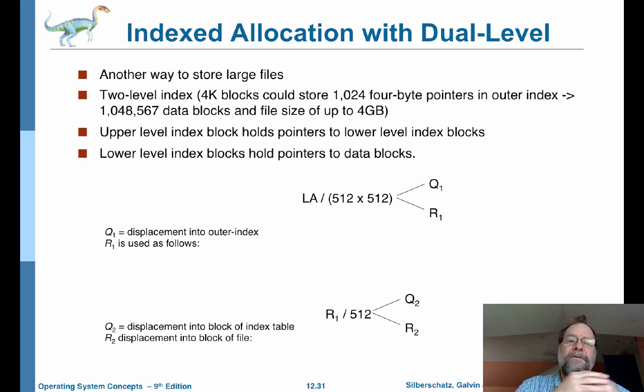You work out the math. If you have 4 kilobyte blocks that can store 1024 4-byte pointers in the outer index, then that'll give you about a 4 gigabyte file that you could store that way.